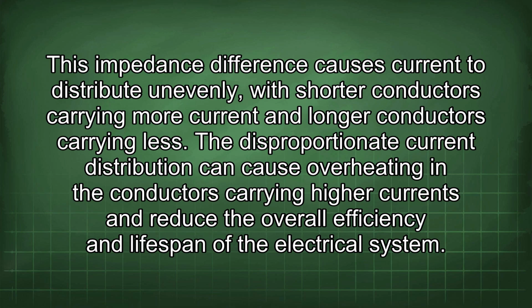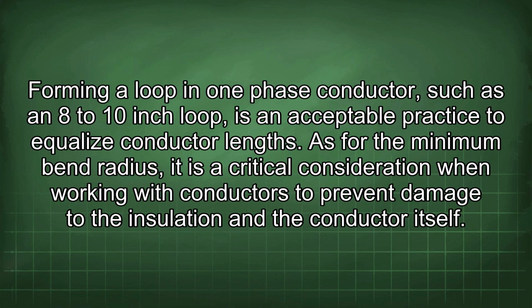The disproportionate current distribution can cause overheating in the conductors carrying higher currents and reduce the overall efficiency and lifespan of the electrical system. Forming a loop in one-phase conductor, such as an 8 to 10-inch loop, is an acceptable practice to equalize conductor lengths.